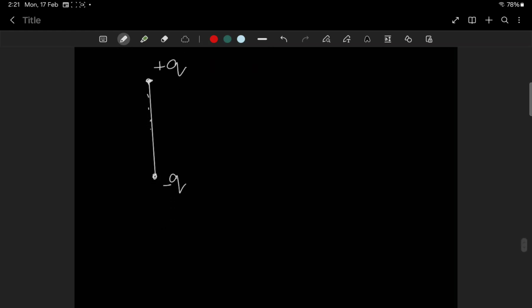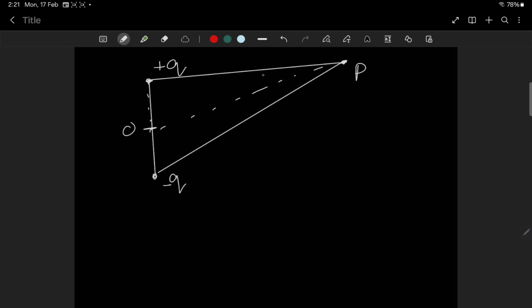So I am taking this dipole and I am considering a random point somewhere here, point P. Distance from Q to P, distance from minus Q to P, distance from center O to P. The inclination angle is theta. This will be A, because 2A is the total length of the dipole. And the direction of the dipole moment is like this. This is R. This is R.